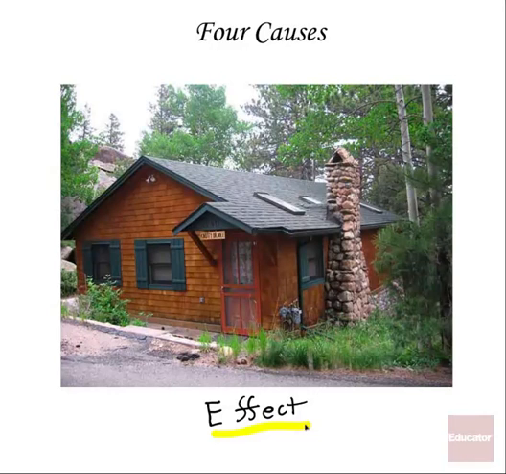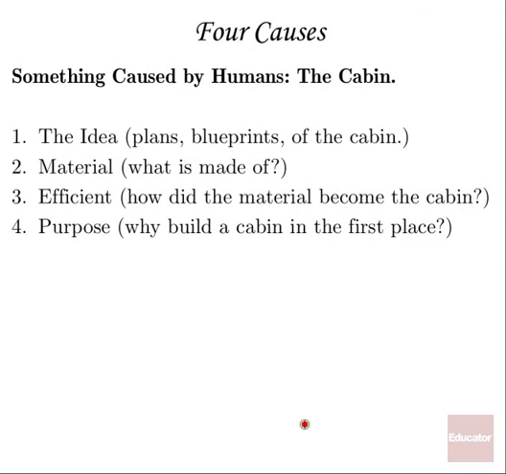Now, there are 4 causes that made this effect of this nice little cabin up in the woods somewhere. The first way to think about the cause is that there was an idea that caused this cabin. So somebody thought about, well, we need some plans, we need some blueprints, and we need a kind of an outline for the cabin. And we're going to plan it out and structure it before we start building it.